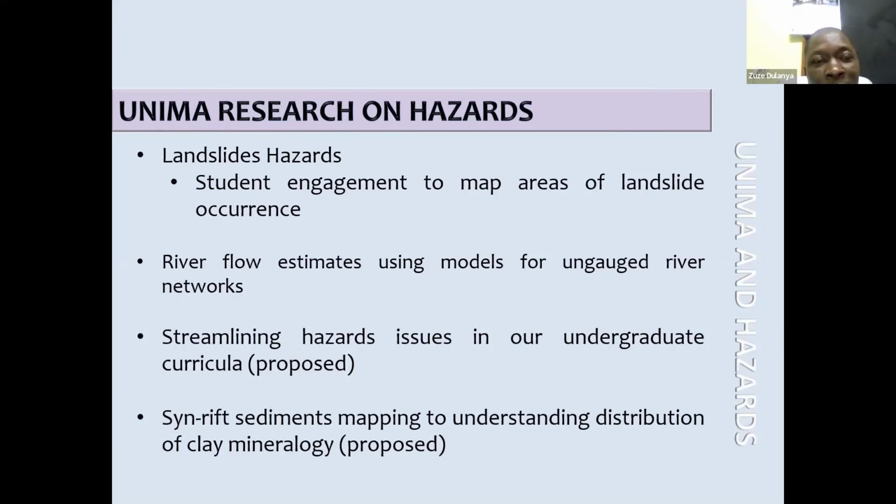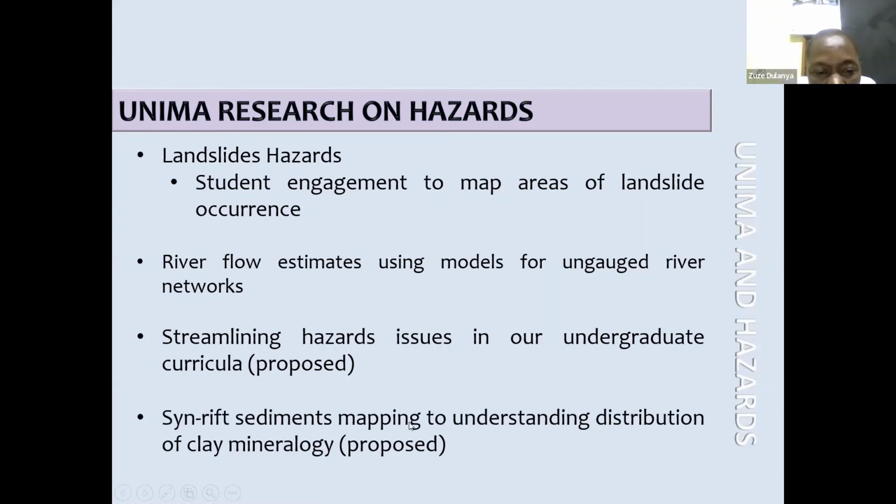We have a section in the department that deals with town planning, for example. And these days, you cannot talk about town planning without having an understanding of hazards or what potential hazards exist in an area, in proposed town areas. So we think by doing this, we equip our students so that when they go out there, they know exactly what they are trying to do.